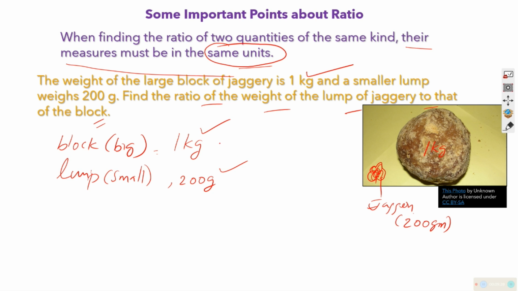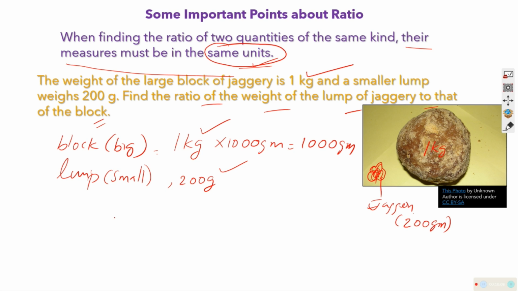So how to convert? 1 kilogram can be converted into gram to compare, or 200 gram can be converted into kilogram to compare. We are comparing the weight over here, comparing the numbers, but while comparing both should be of same unit. The easiest thing is you can just convert 1 kilogram into gram, which is equal to 1000 gram.